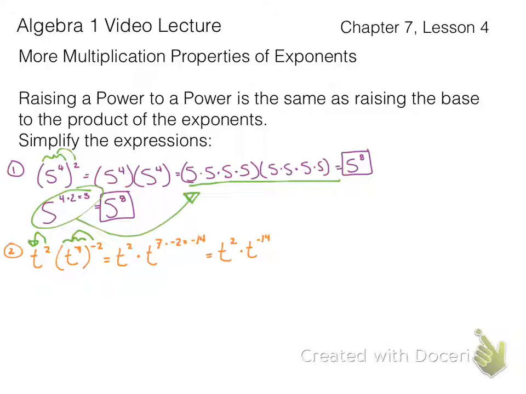Since the bases are the same, from the previous video, we're going to add the exponents. So it's going to be t to the negative 12th. All right, there you go.